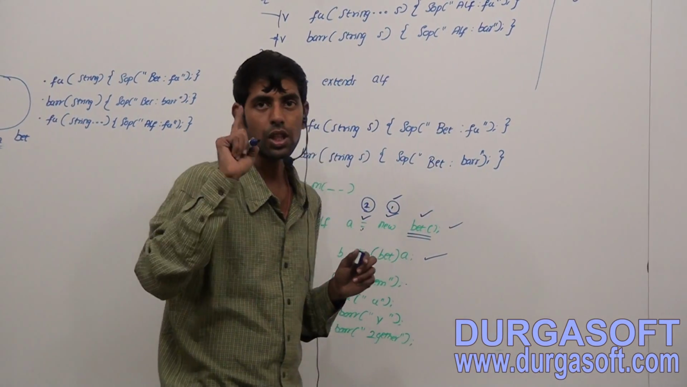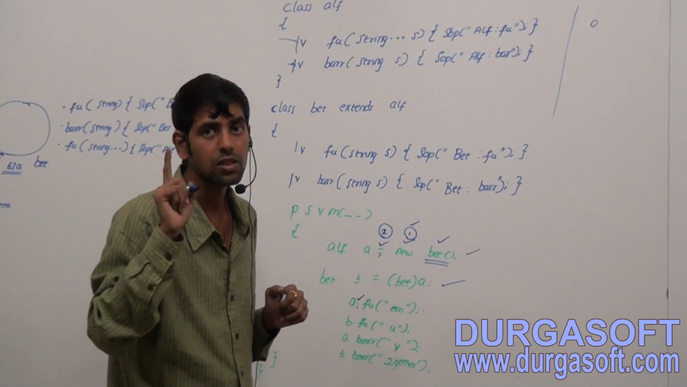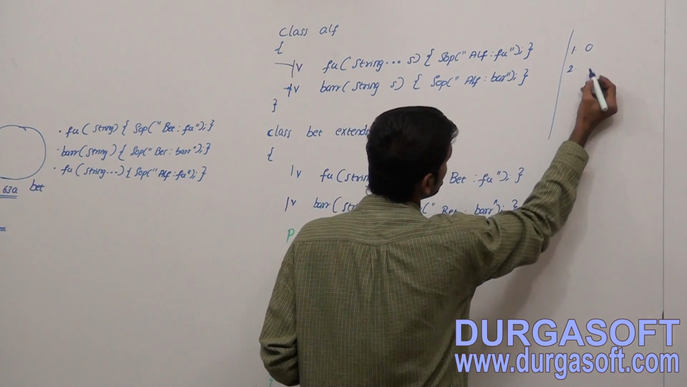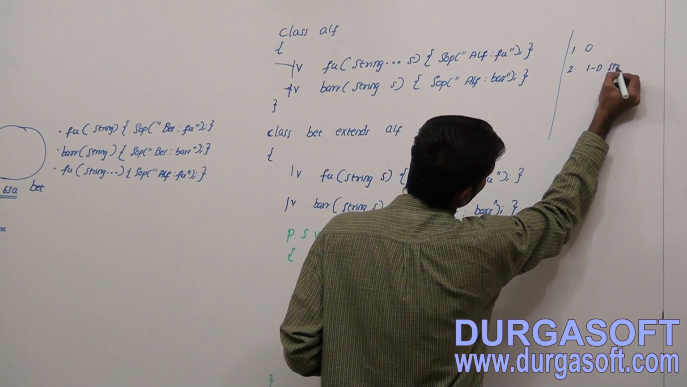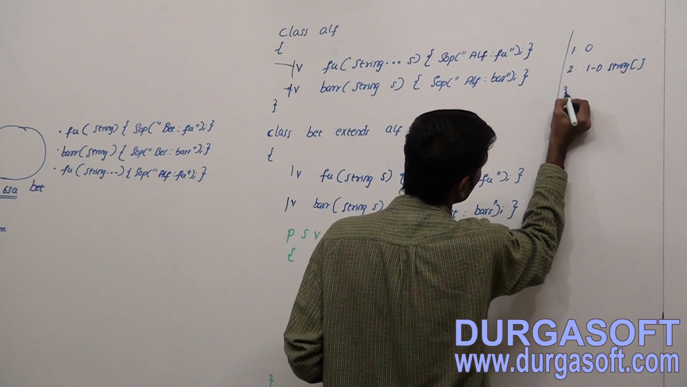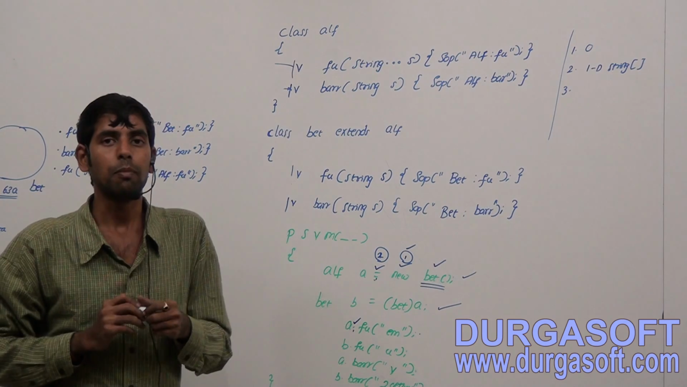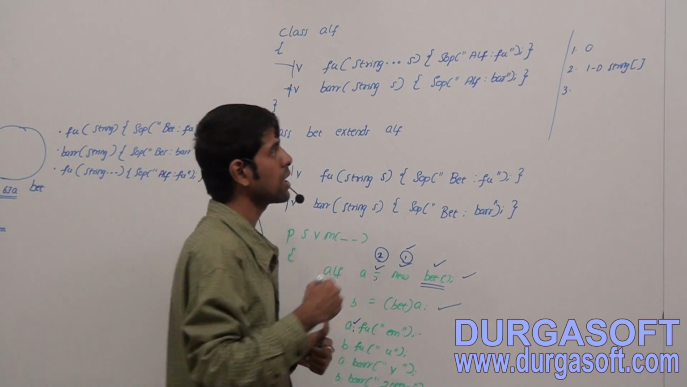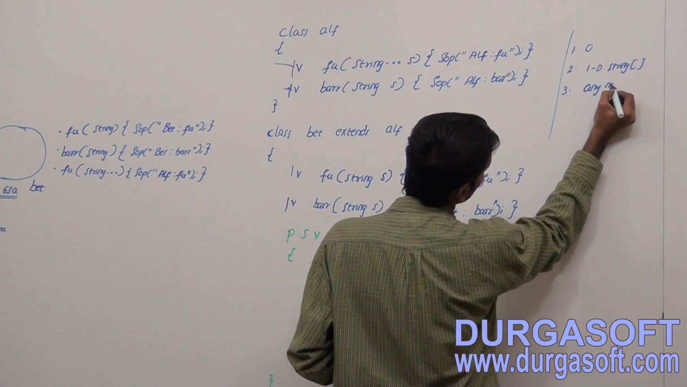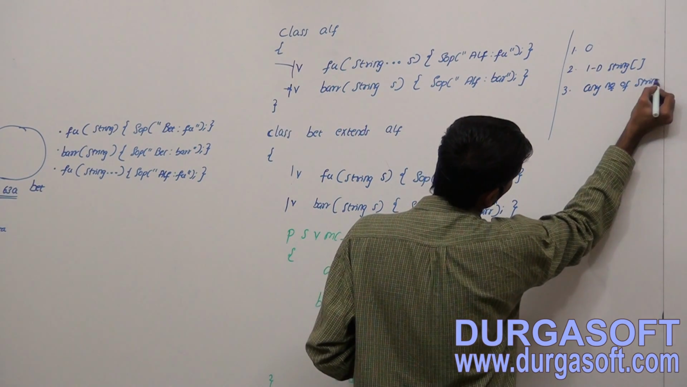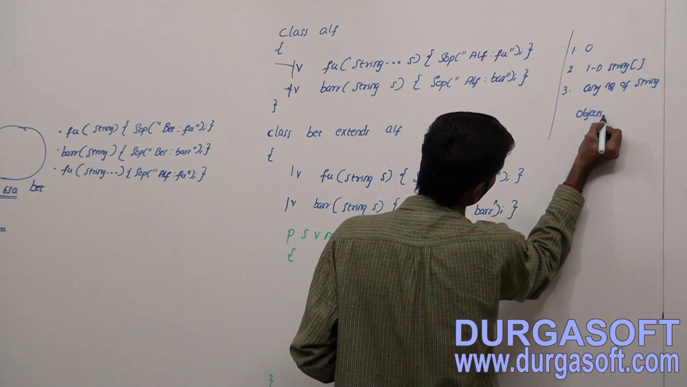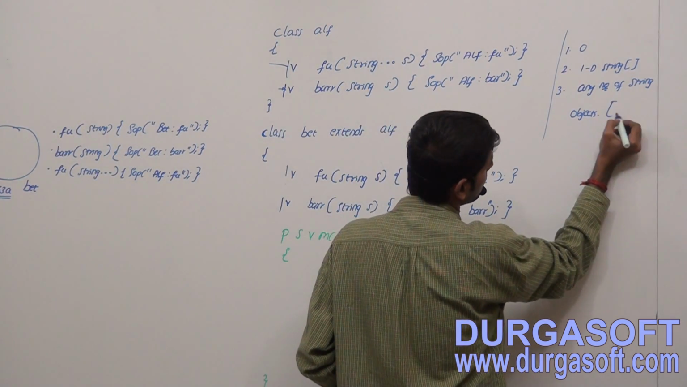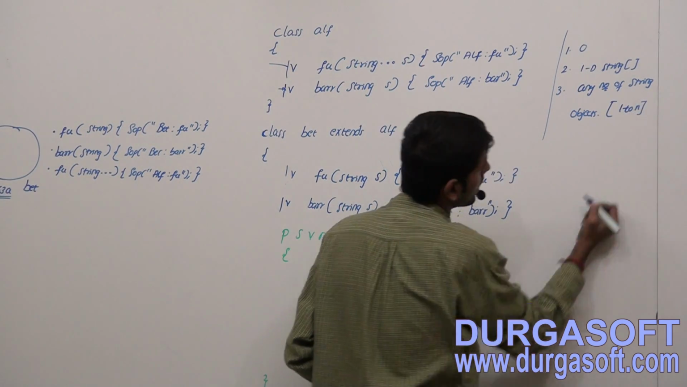One is by passing 0 arguments. The other one is by passing a one-dimensional String array. The other one is by passing any number of String objects. Any number means it can be from 1 to n, friends. Okay, it can be 1 to n.